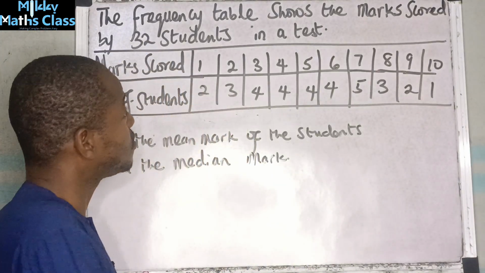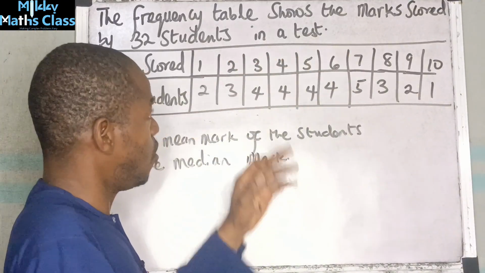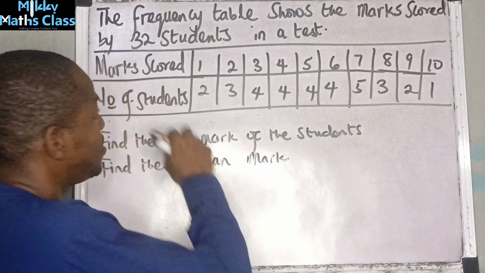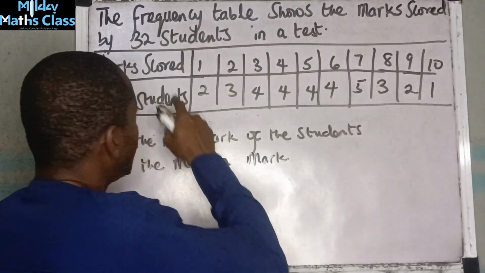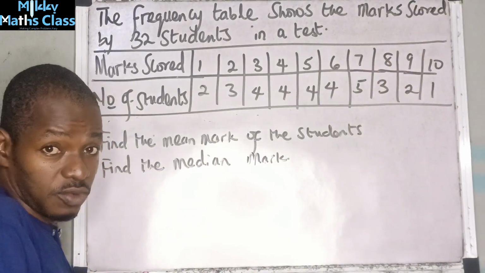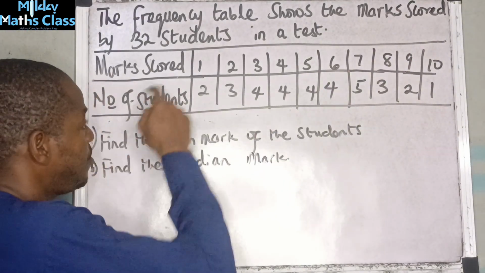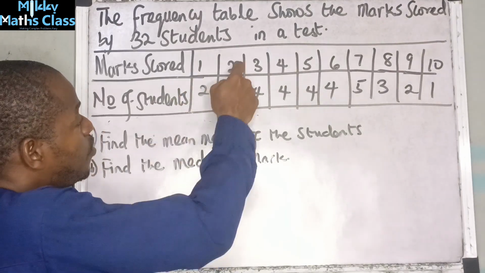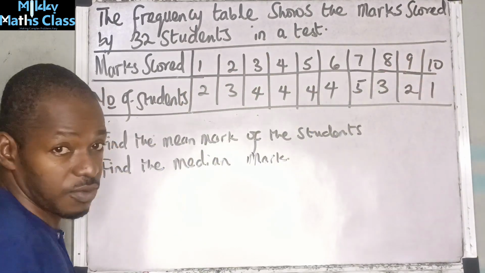The board has some statistics. It says the frequency table shows the marks scored by 32 students. That's the total number of students in the test. Look at the marks scored: 1, 2, 3, 4, 5, 6, 7, 8, 9, 10. So it was a test that was rated out of 10. How many people scored 1, 2? How many people scored 3, mark 4, and so on and so forth.